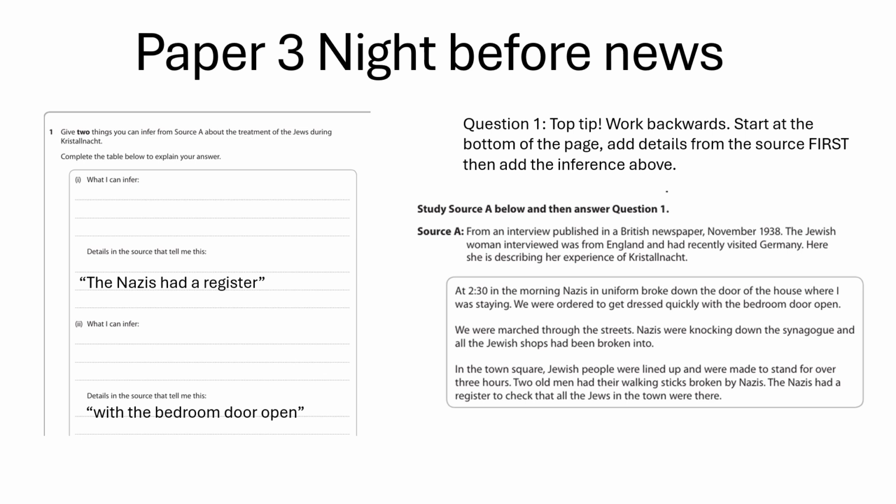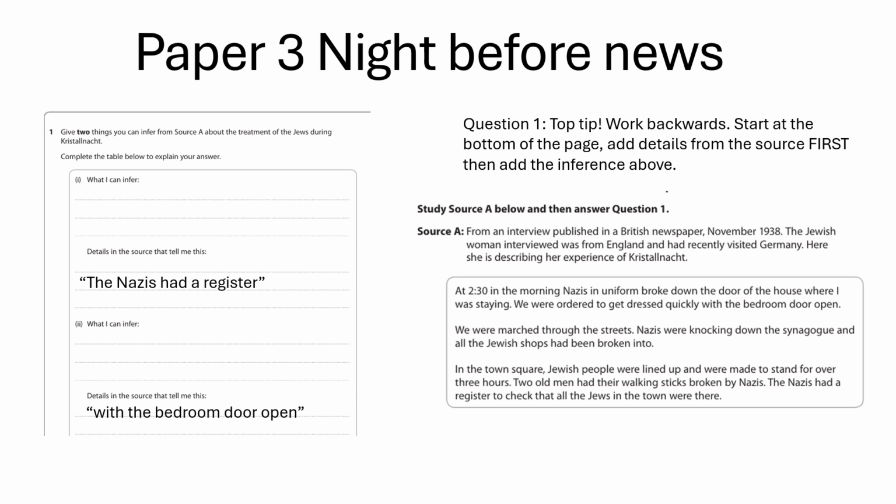Question 1 is an inference question. This is a question that you should get full marks on because it does not require any own knowledge. My top tip for this question is to work from the bottom of the page up. So you underline the inquiry of the question. So you can see on the screen in front of you, you've got an example. The inquiry for this is give 2 things you can infer from source A about the treatment of Jews. So that's your inquiry.